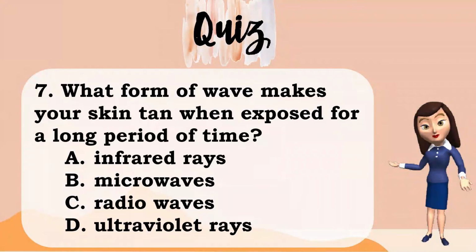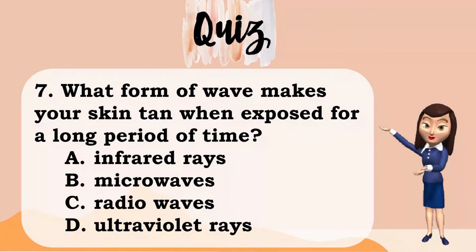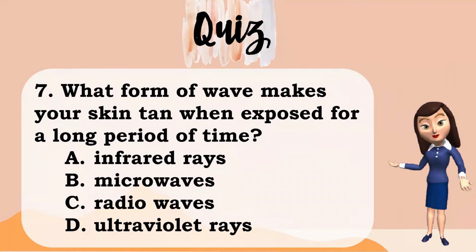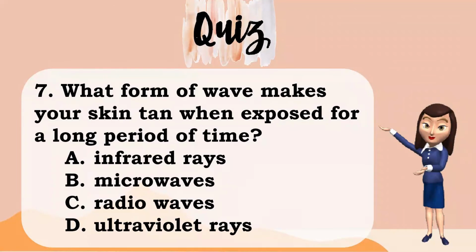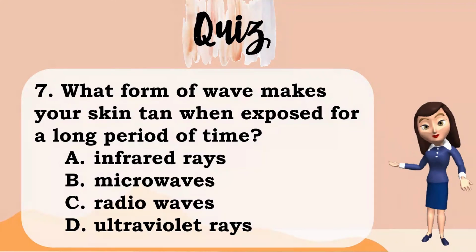7. What form of wave makes your skin tan when exposed to a long period of time? A. Infrared rays. B. Microwaves. C. Radio waves. D. Ultraviolet rays.